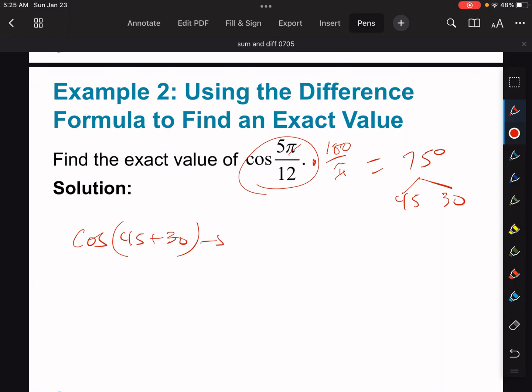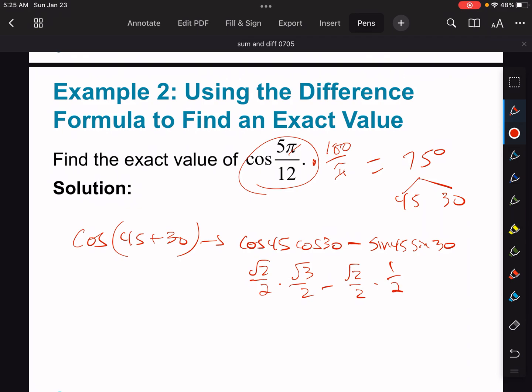If we did that, it would be cosine 45, cosine 30, minus, since we're doing the sum here, sine of 45, sine of 30. So when we do that, cosine of 45 degrees is simply root 2 over 2. Cosine of 30 degrees would be root 3 over 2. And then the sine of 45 degrees is root 2 over 2, and the sine of 30 degrees is 1/2.